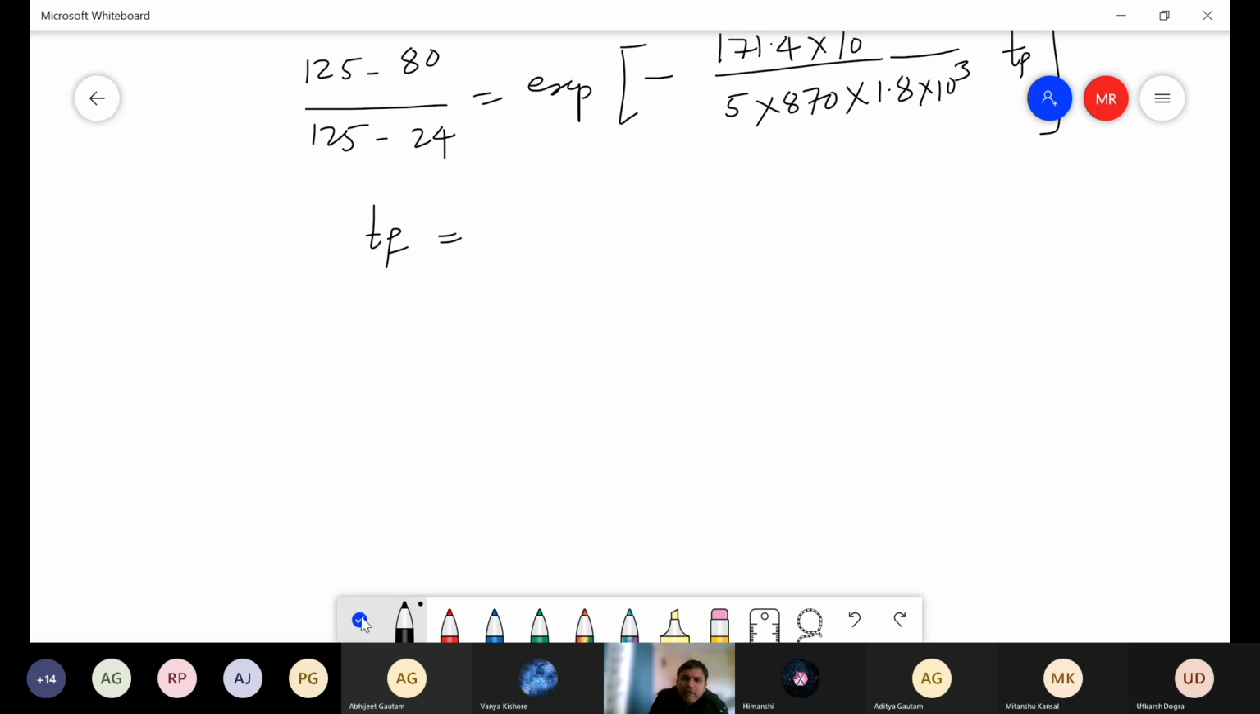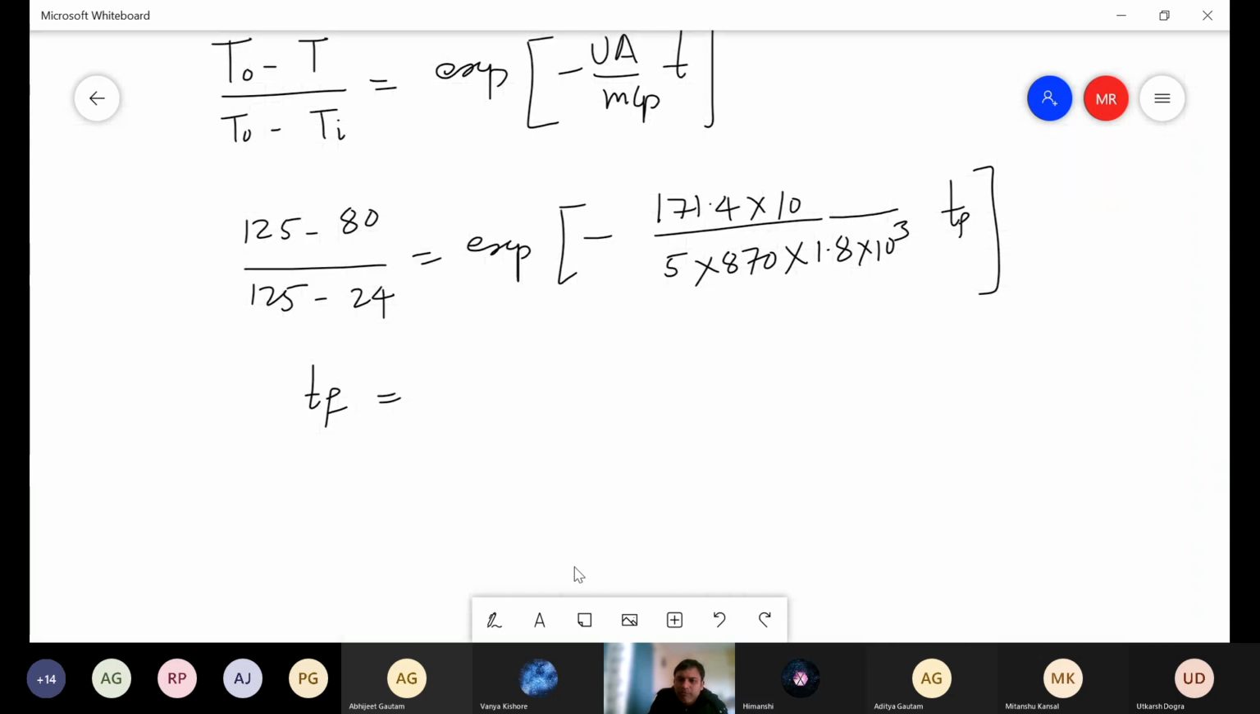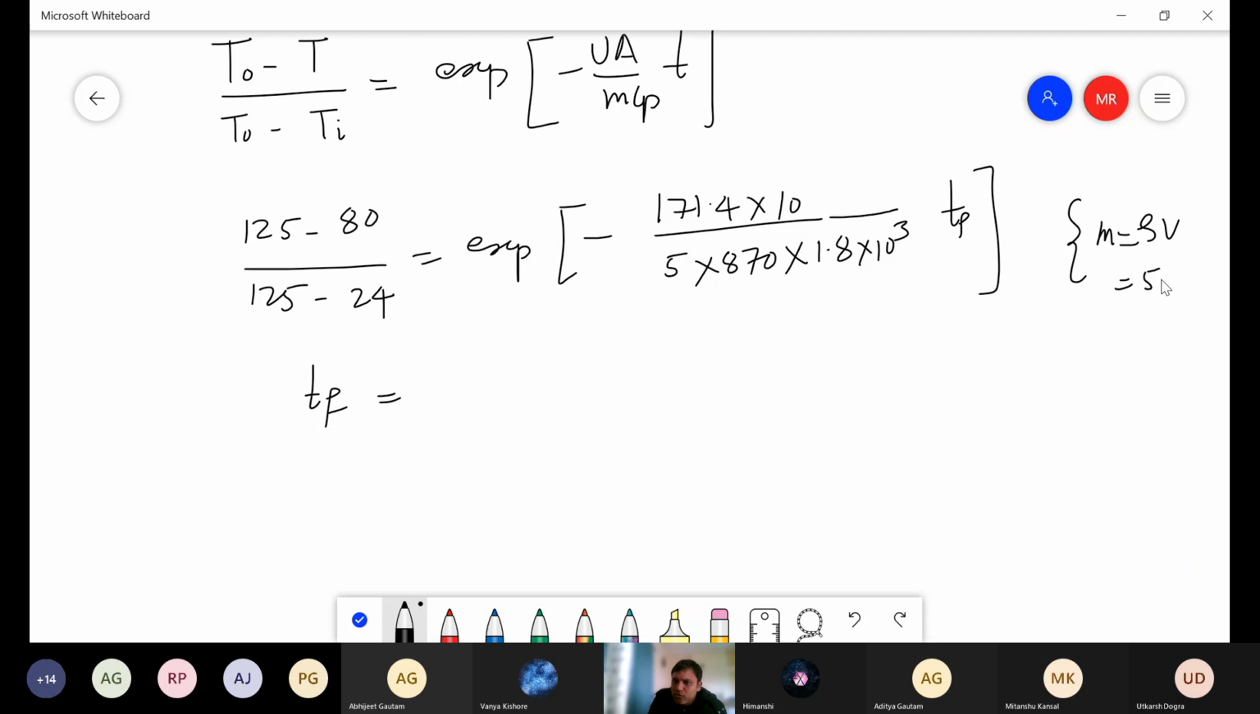Is it clear what we are doing here, everyone? Yes, sir. So here mass will be rho into V, so that is 5 into 870 kg. So TF comes around, anyone? This should be the answer you are expected to get. Check whether it is correct.